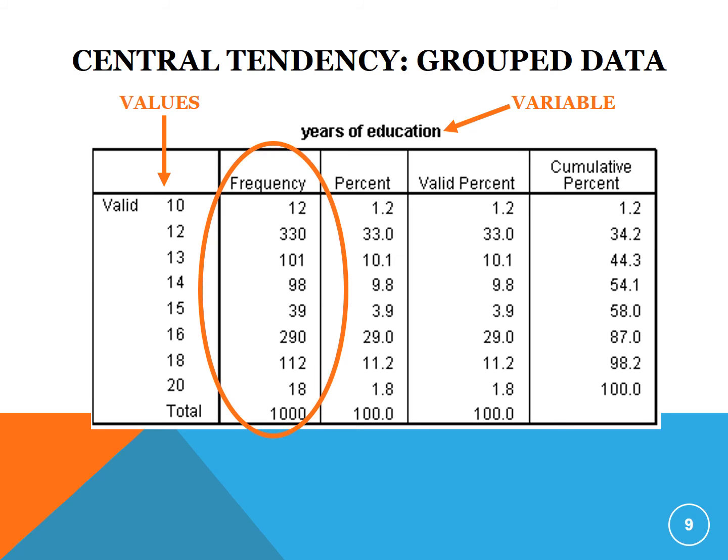Alright, so our mode is that 12 years of education, high school. What would our median be? Let me give you a sec here.